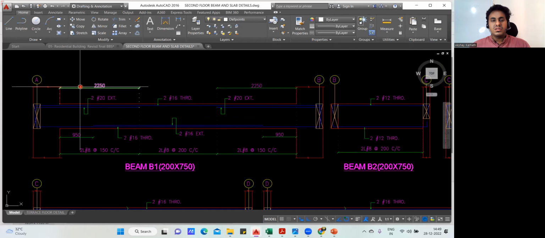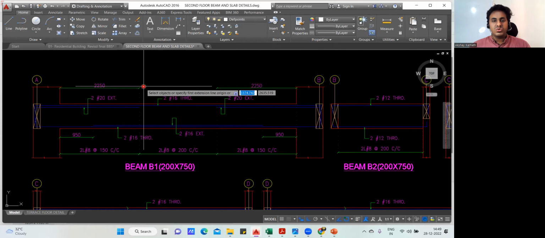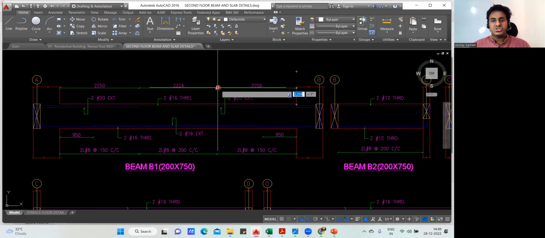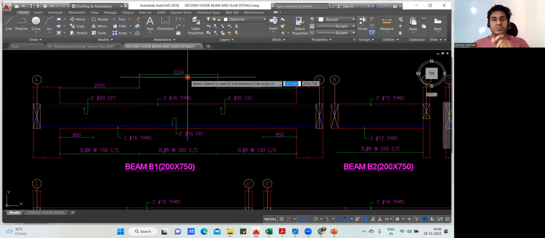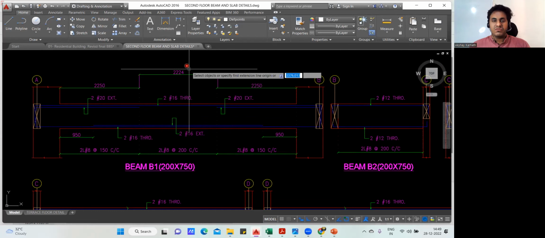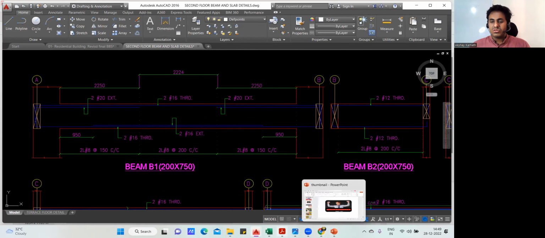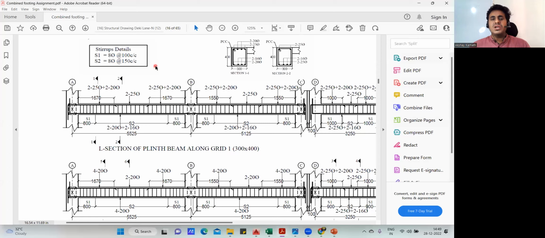See here, this is 2250, your stirrup S1 portion will go. From here also 2250, your stirrup will go. What you do, just come here, take the dimension option, take the dimension from here to here, finish. 2224. That's it. This will be your center portion. But unfortunately, in the PDF drawing that is not given. Anyhow, on site you'll get such drawings only. You should know manual calculation also. So I'm teaching you this.